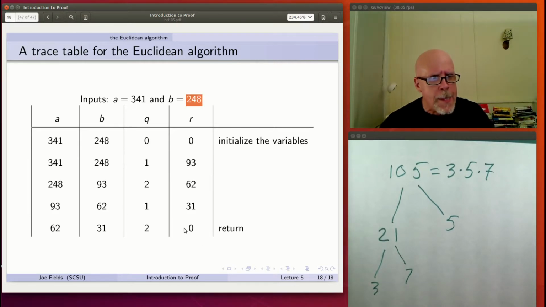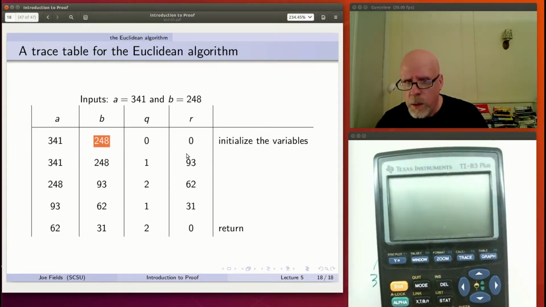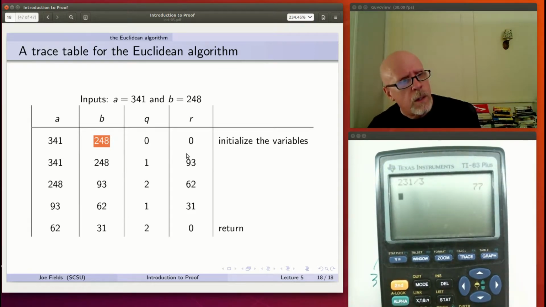Okay. So first I just initialize the variables. That's what the first line is. A is 341, B is 248. And I just set Q and R to 0 at first because I don't know what they're going to be. The first pass through the loop, A and B haven't changed, but I've done the computation. I found that the 248 goes into 341 once, and the remainder is 93. Do we believe that? You can certainly verify it on a calculator.